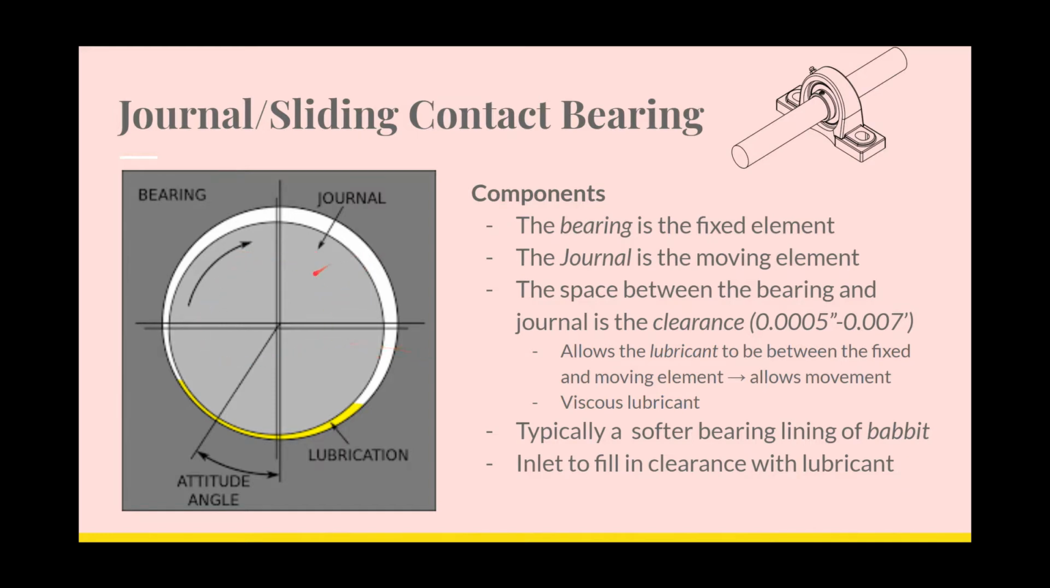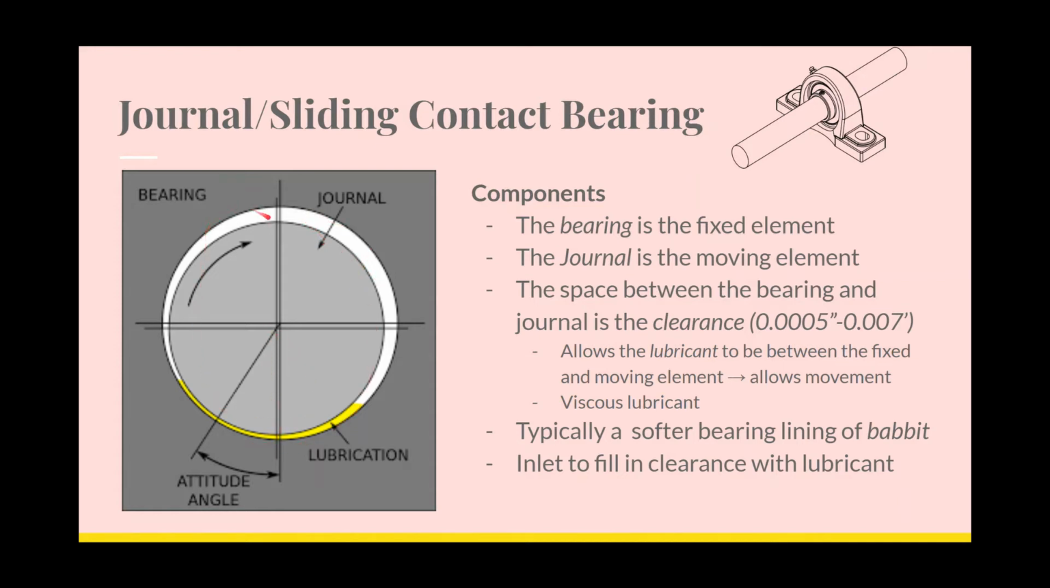The space between the bearing and the journal is called the clearance. It is really small, but it is enough space to allow the viscous lubricant to work its magic. There's two things that this diagram is missing. Typically, there's an inlet here that allows one to inject lubrication if the bearing needs more.